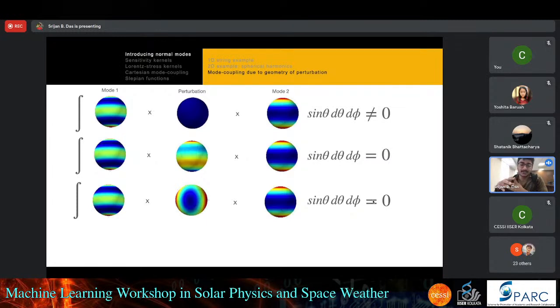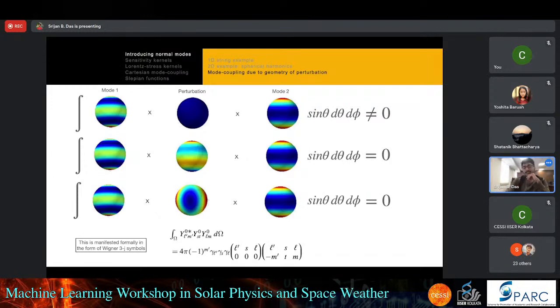And this reduces your inversion and lets you really fine tune it according to what exactly you want to infer. A popular example is differential rotation, and I'll come to that in a bit. So this was a pictorial image, but this is formalized through these mathematical entities called Wigner 3Js. None of this is important to remember, but I just wanted to put it out there.